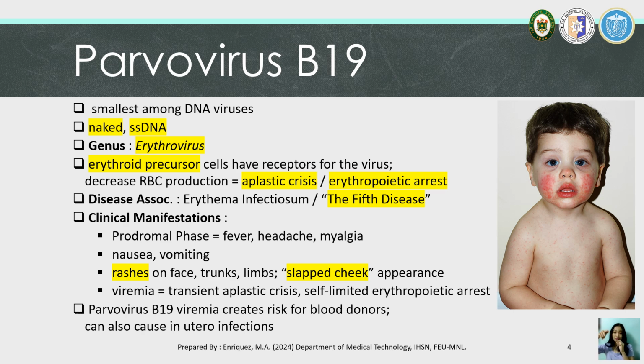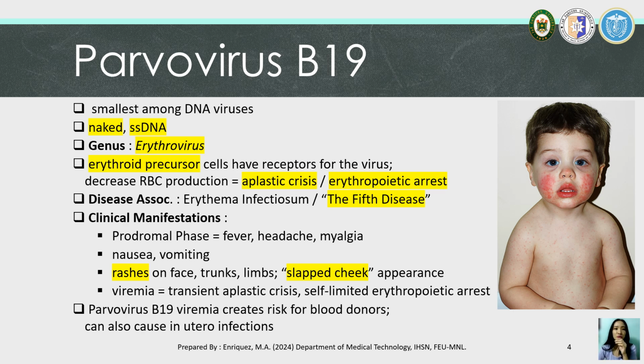Now, recall time. If parvovirus B19 causes the fifth disease, ano naman po ang causative agent ng sixth disease? It's the human herpes virus 6, all right?